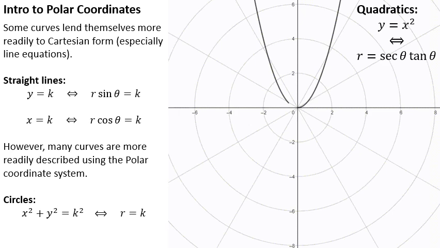Here's an example of y equals x squared. And there are a few different ways to rearrange that equation in polar form, but I've gone with r equals sec theta tan theta because it seemed like the most elegant looking one.